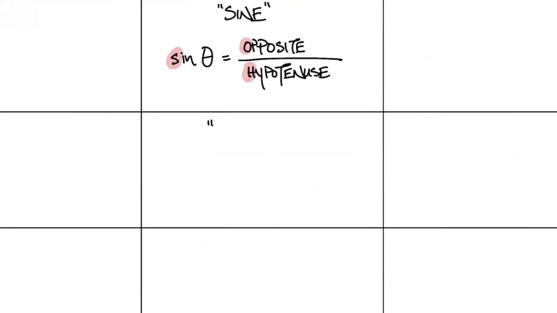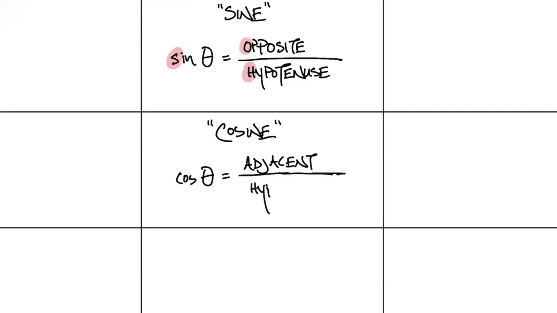All right, next up, cosine. Same sort of idea. We abbreviate cosine by just grabbing the first three letters. And we've got cosine of theta is defined to be adjacent over hypotenuse.